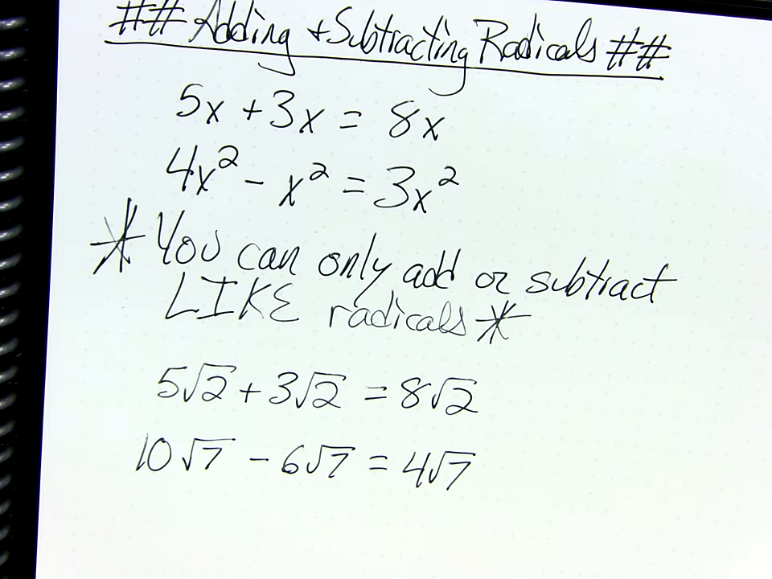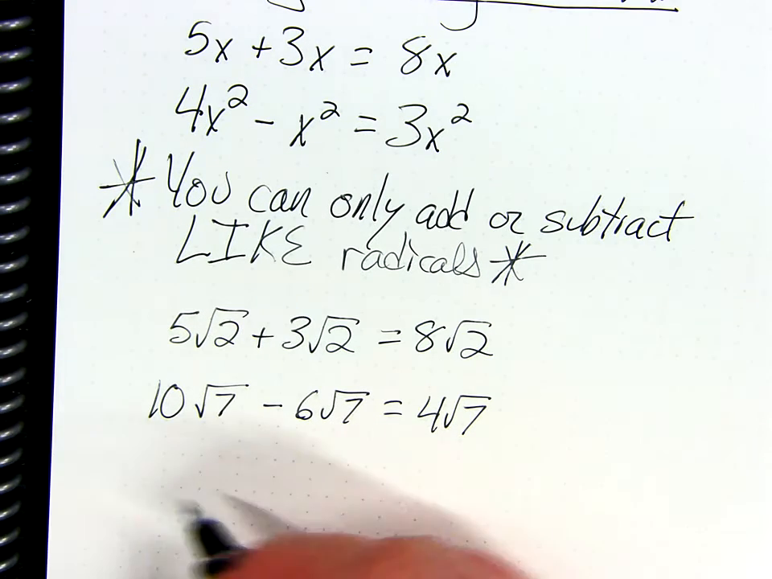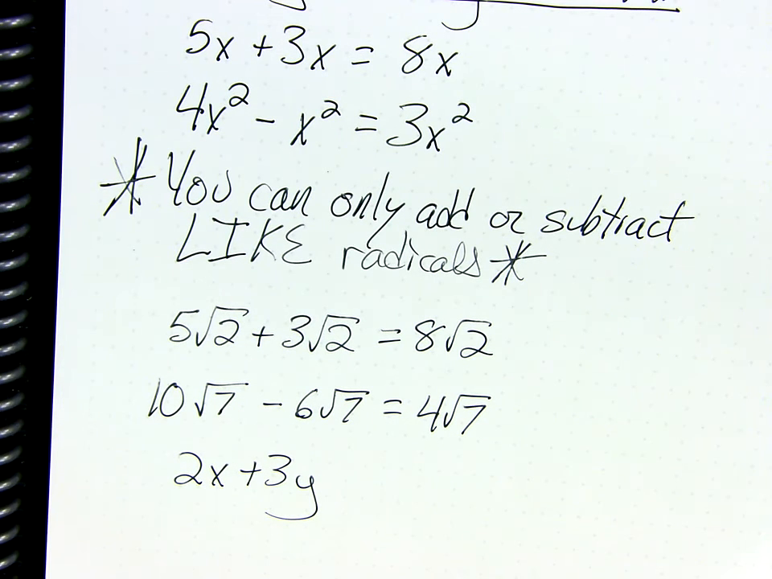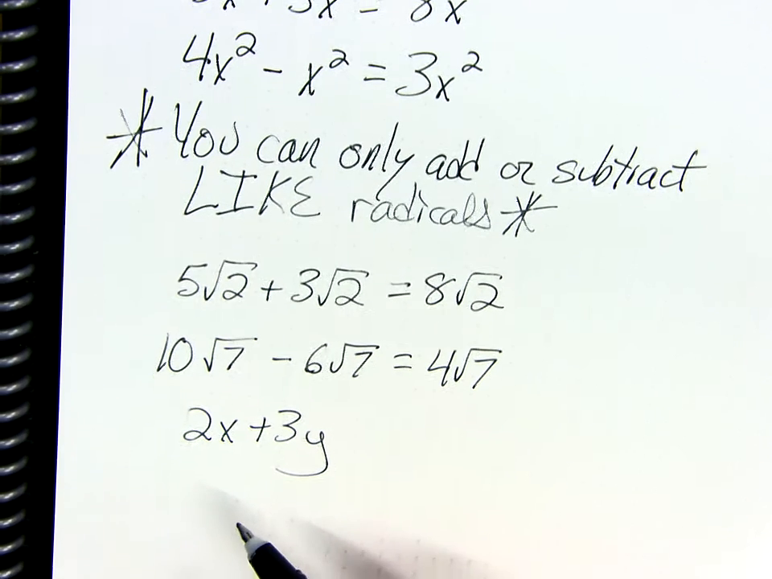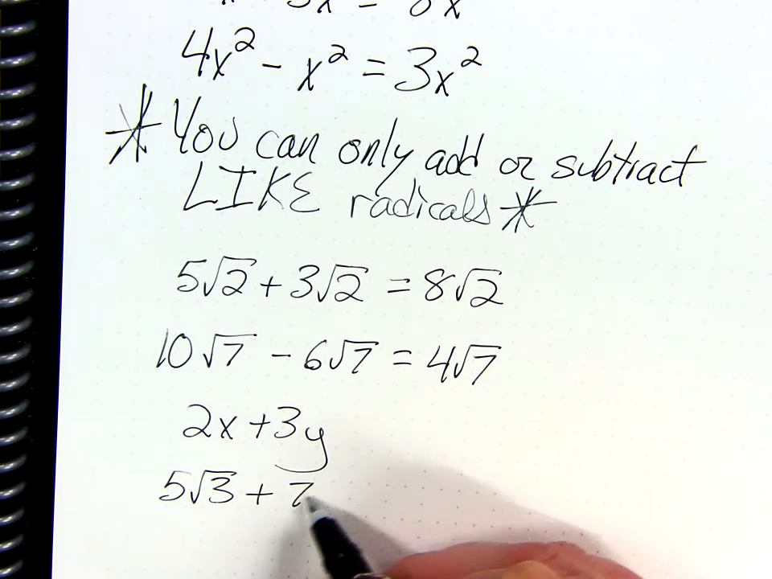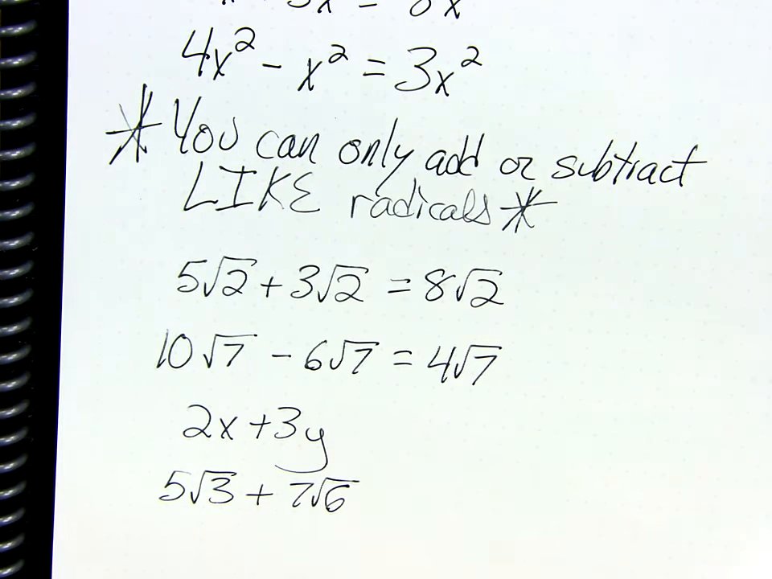So what happens when you don't have like radicals? Well, what happens if I ask you to add these together? 2x plus 3y. What do you get? What's 2x plus 3y? You can't. That is your answer, right? They're not like terms, so you can't add them together. So the same exact thing would happen if I had something like 5 root 3 plus 7 root 6. They're not like radicals, so I can't do it. Like, that is my answer. That is them added together.